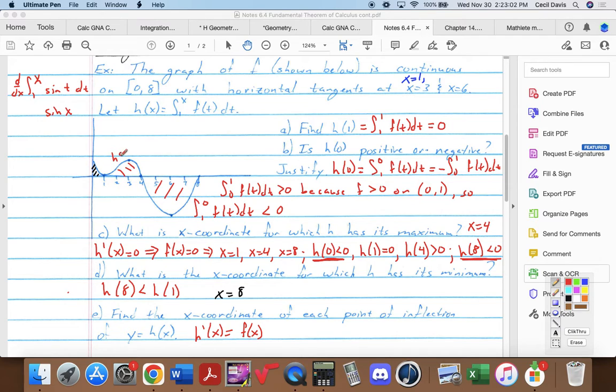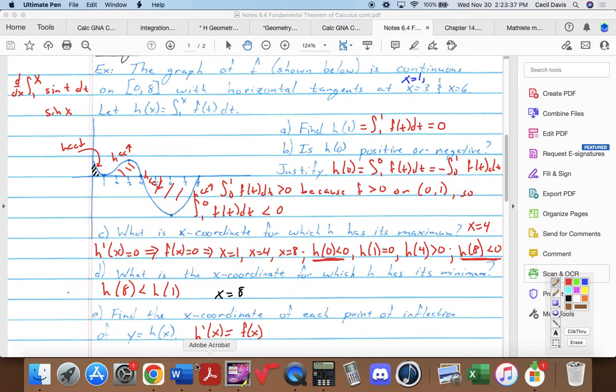So here, h is concave up. Then it switches to, on this next interval, h is concave down. Here, h will be concave up. And over here, in that little interval there, h will be concave down. When the derivative of a function is decreasing, the function is concave down. When the derivative of a function is increasing, the original function is concave up.